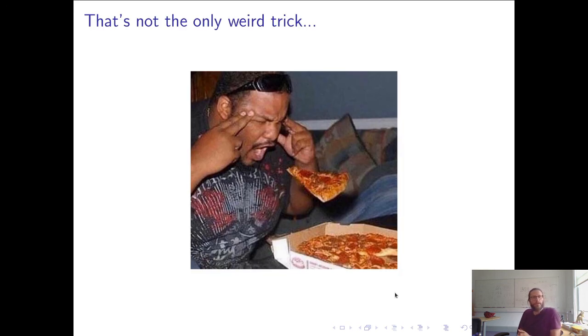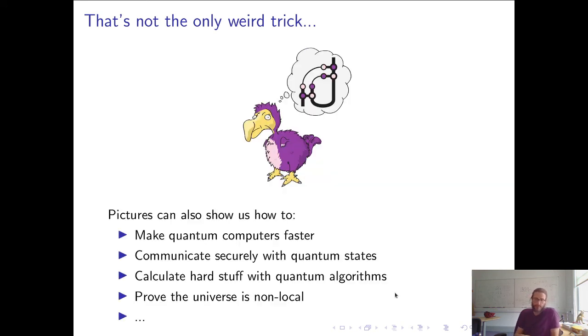Of course, that's not the only weird trick you can understand about quantum theory using these pictures. They also show us how to make quantum computers faster, how to optimize quantum computation, how to communicate securely using quantum crypto, how to calculate hard stuff like cracking RSA with quantum algorithms, and how to do very foundational things like prove that the universe is fundamentally non-local. There's a lot of weird tricks, and there's a lot of ways that you can show these things using pictures.